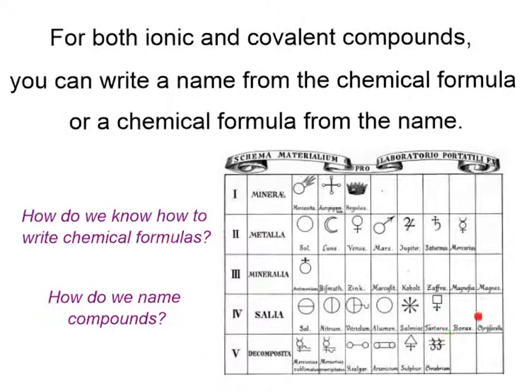This is just an interesting representation of elements that was used in very early times to identify known substances using pictorial symbols. And that's not what we're going to do. We are going to write chemical formulas and we're going to name compounds. And for both ionic and covalent compounds, we can write names from the chemical formula, or we can write a chemical formula using the name. And in this video, we're going to look just at the binary ionic compounds.